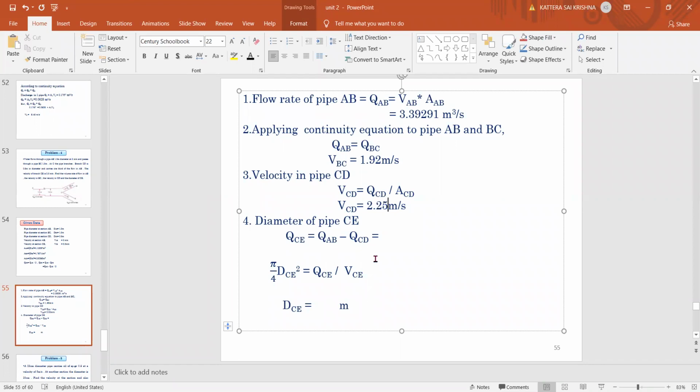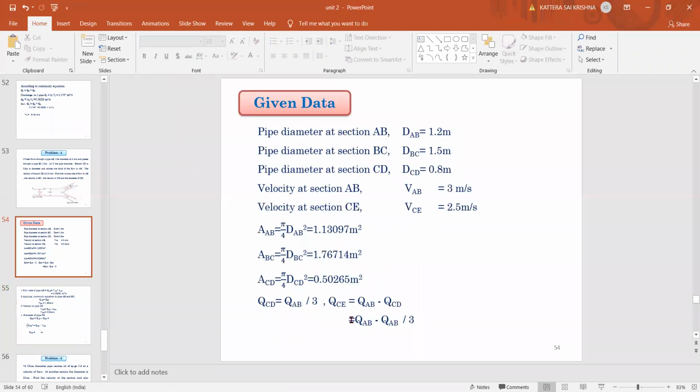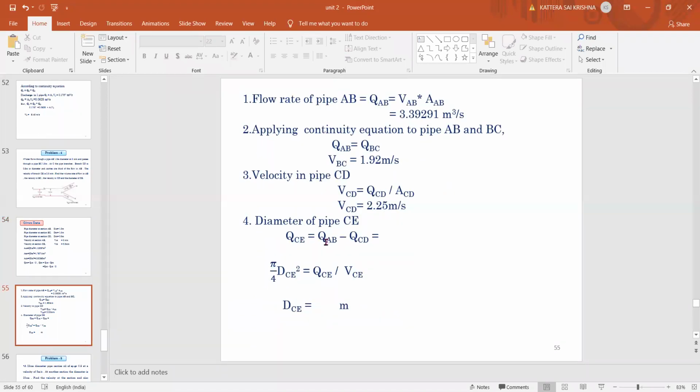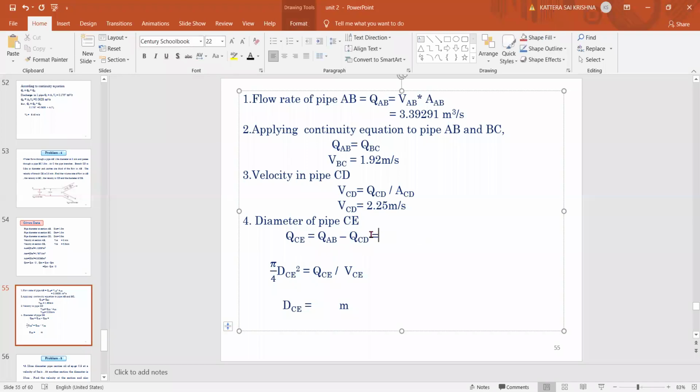So the last thing which we need to find is the diameter of the pipe CE. To find CE, already I said two equations from here. QCE is equals to QAB minus QAB by 3. First you find that QAB minus QAB by 3. Tell that QCE value. QAB is 3.39 minus QCD, which we already found here, that is 1.13. So which is equals to 2.26194.